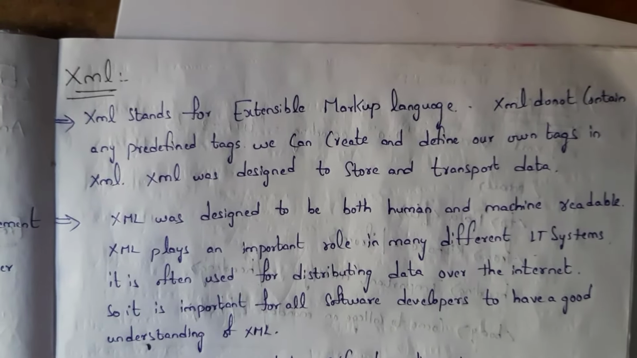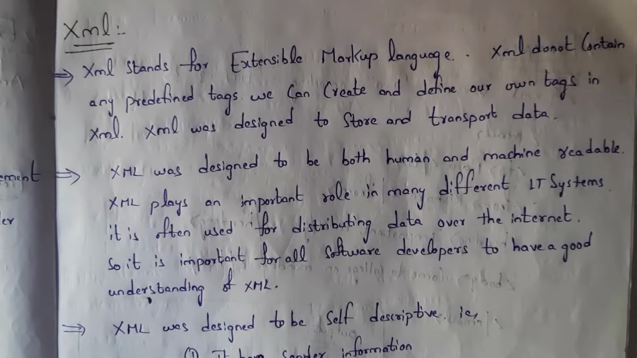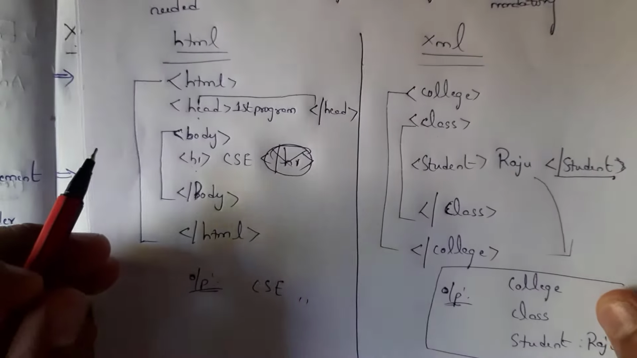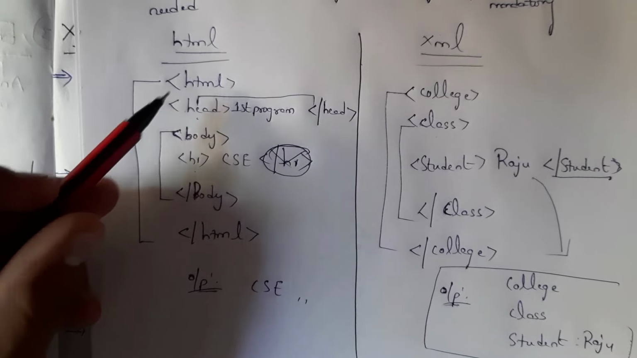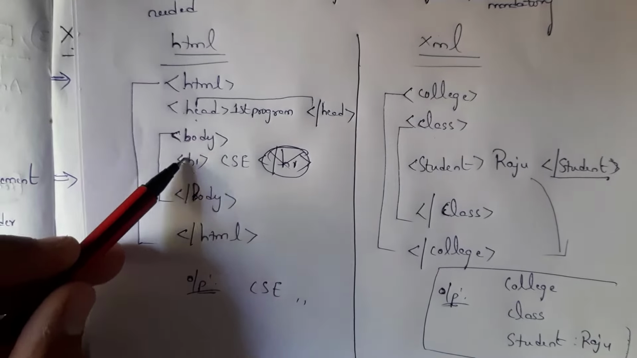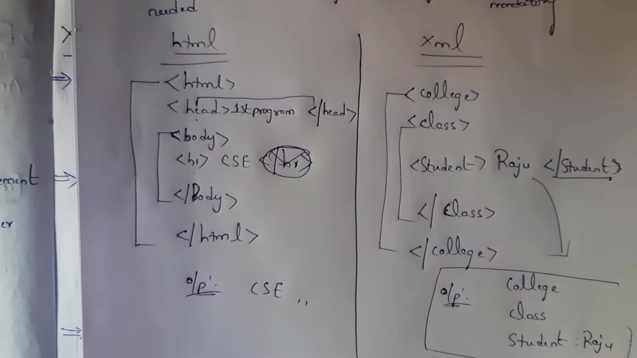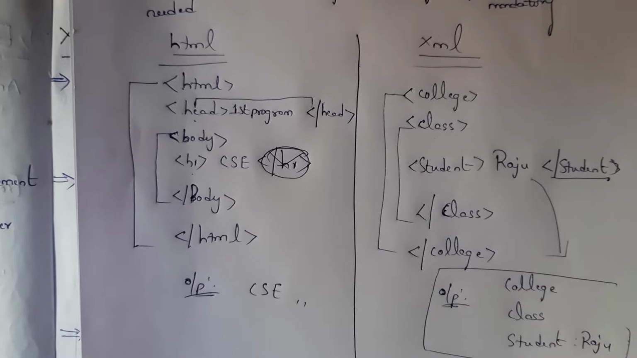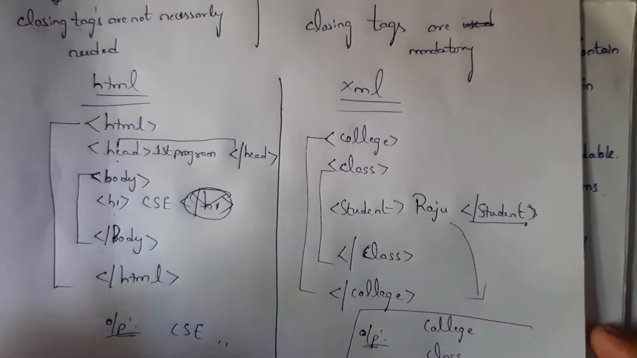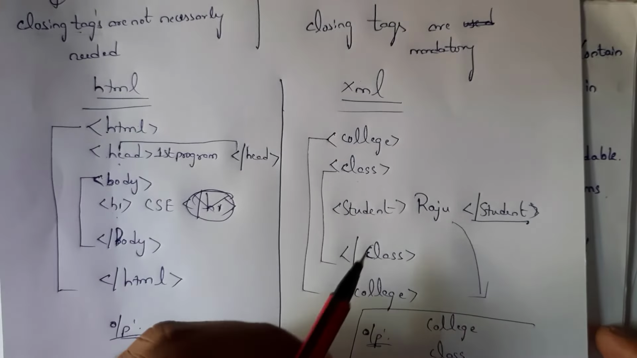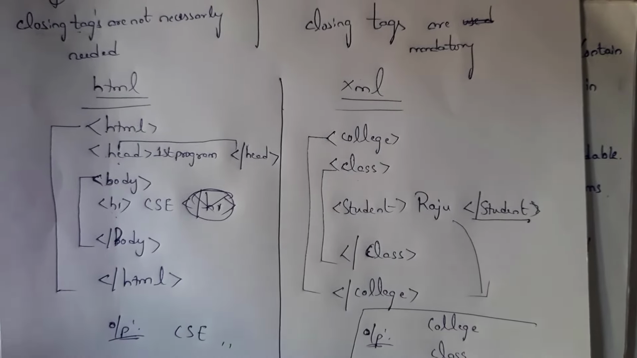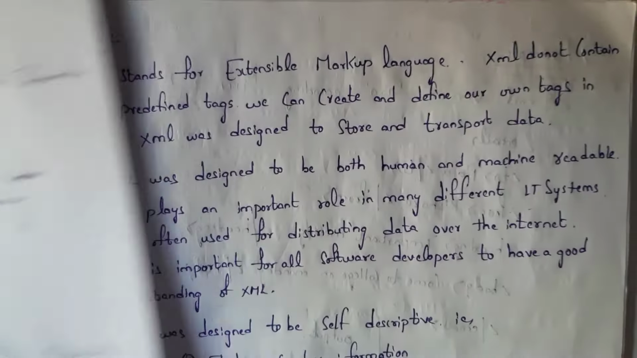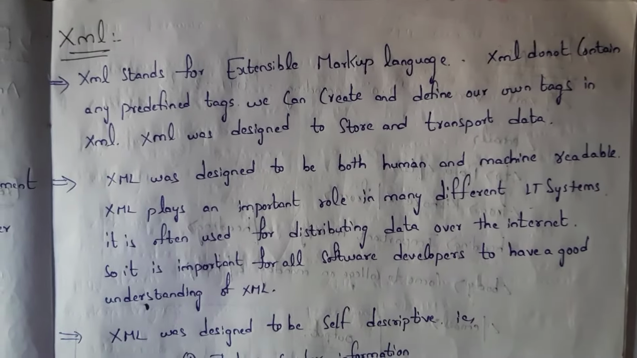For example, if you consider HTML, there are predefined tags in HTML. In this example, HTML, head, body, h1, all these are predefined tags. But in XML we can create our own tags. That means we can give any name to our tag. If you see in this example, college, class, students, all these are our own tags which we have created. So we can create our own tags in XML.